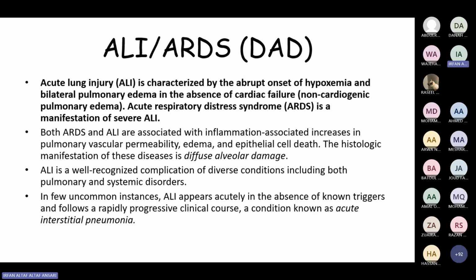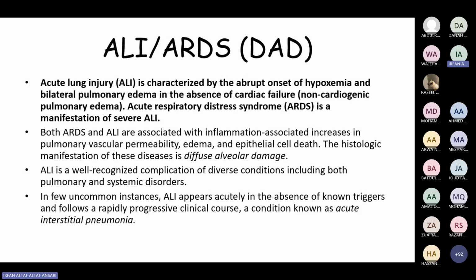Okay. Acute respiratory distress syndrome is a manifestation of severe ALI. ALI is acute lung injury. When it becomes very severe, we call it ARDS. Both ARDS and ALI are associated with inflammation and an associated increase in pulmonary vascular permeability. There is inflammation, and this inflammation is leading to the increased vascular permeability. So what happens when the vascular permeability increases? The fluid from the vessel or plasma will come into the lung parenchyma.